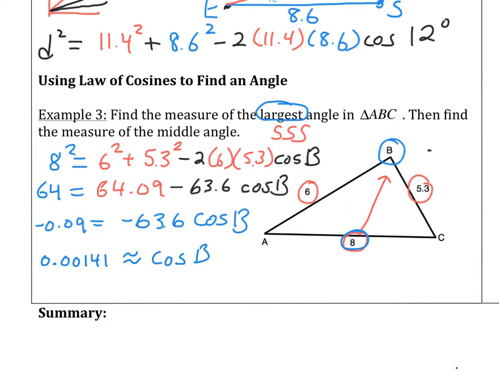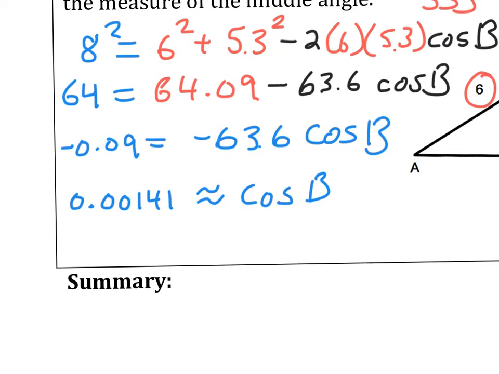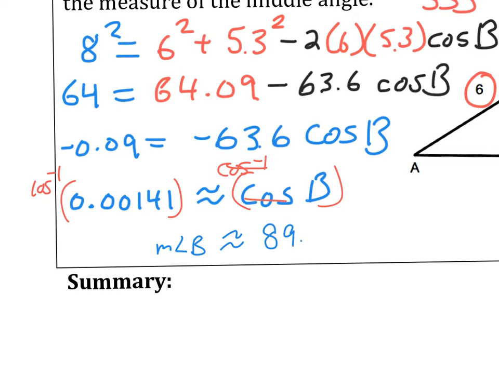The reason I said approximately at this point is because this number here is rounded. Now from here, we have to undo the cosine, and you have to make sure that your calculator is set to degrees. So when you do the inverse of cosine there and the inverse of cosine here, the cosine drops out, and you're left with the measure of angle B. And in this case, the measure of angle B is going to be approximately 89.9 degrees.